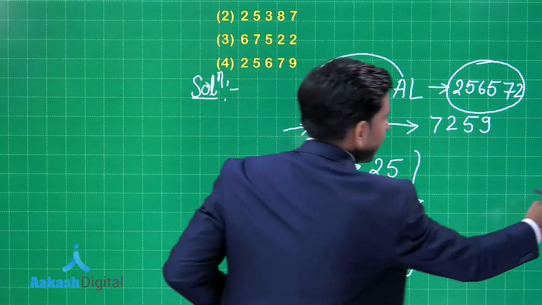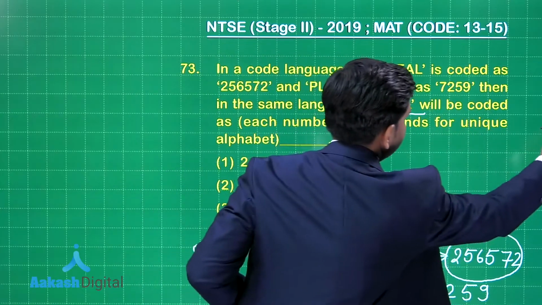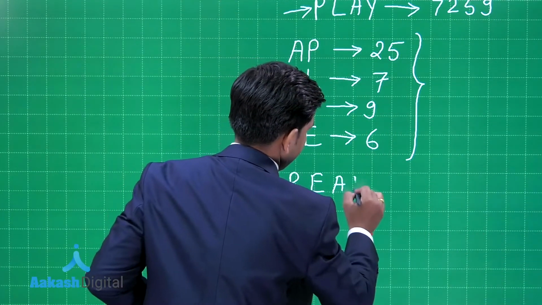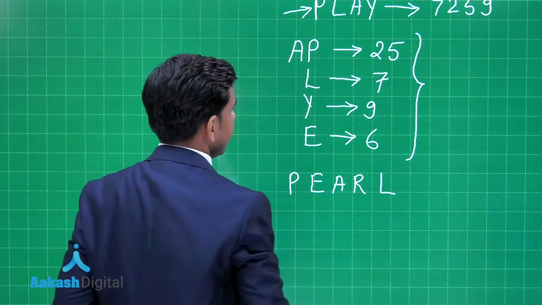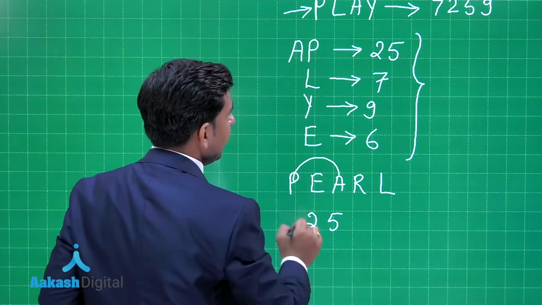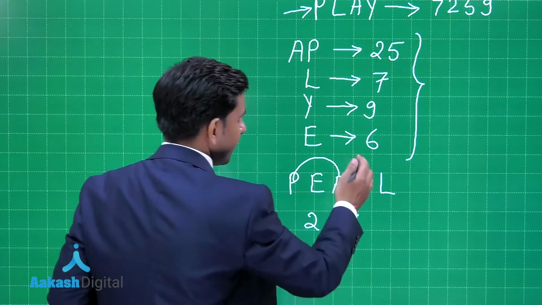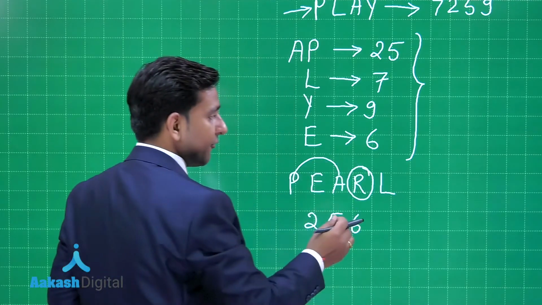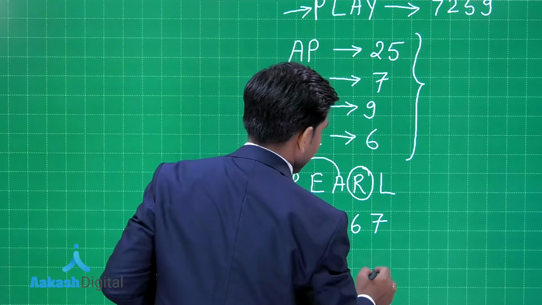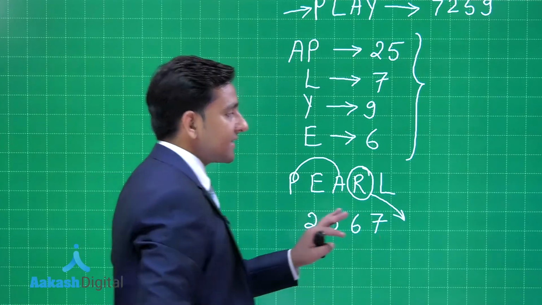Now let's find the code for word Perl. So first for AP we can write 25, for E 6, for R we don't know the exact code for letter R, but for L we have code 7. That means we have to find the code for letter R, 2567.